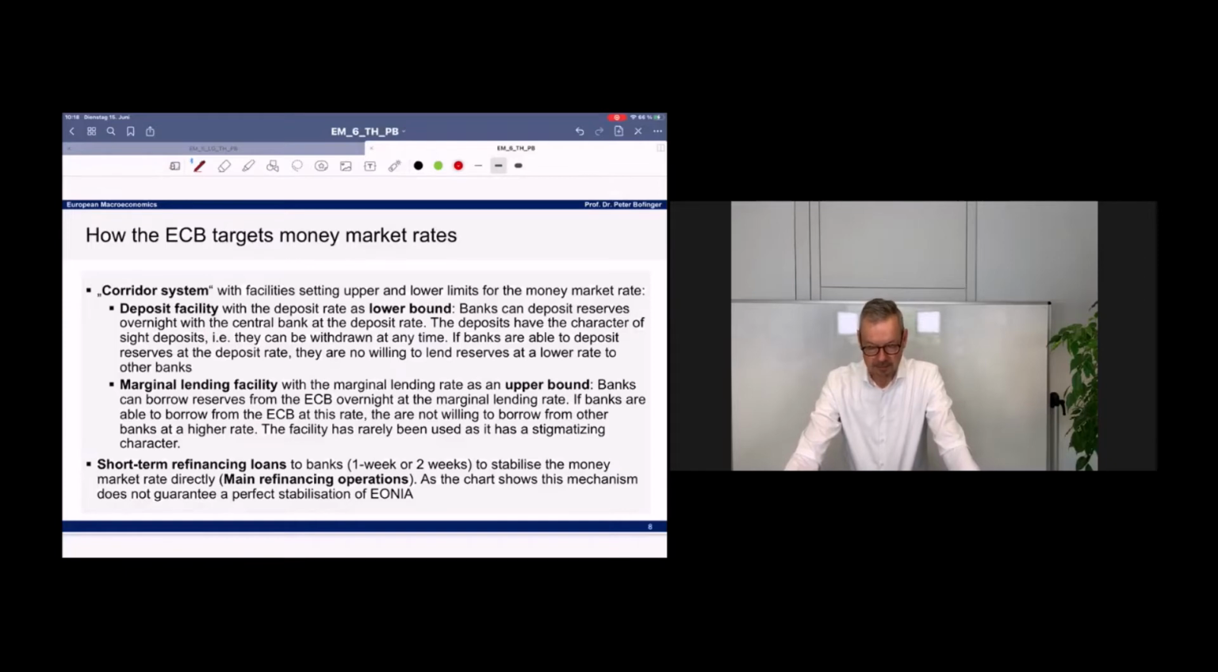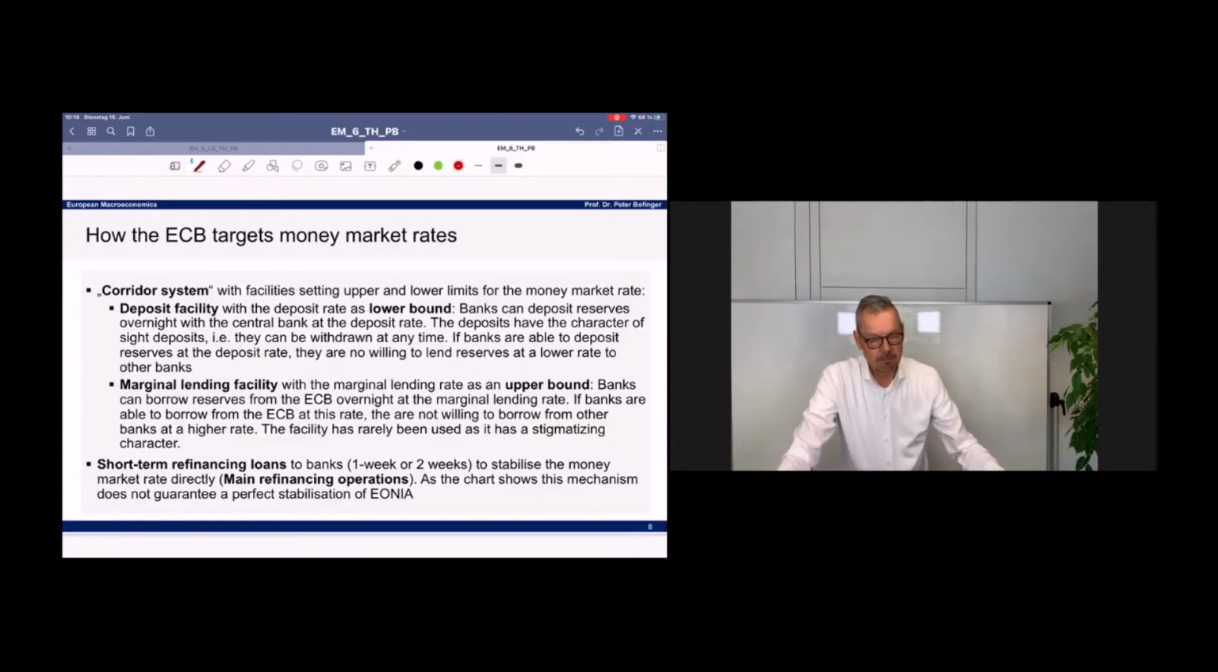The other element of the corridor system is the marginal lending facility with the marginal lending rate. And the idea is that banks can borrow reserves from the ECB overnight at this marginal lending rate. And the logic again is the same. So if banks can borrow from the ECB, let's say at 2% at the marginal lending facility, there's no need to borrow from another commercial bank at a higher rate. So the marginal lending facility sets an effective upper bound for the money market rate. And again, it's also an overnight facility.